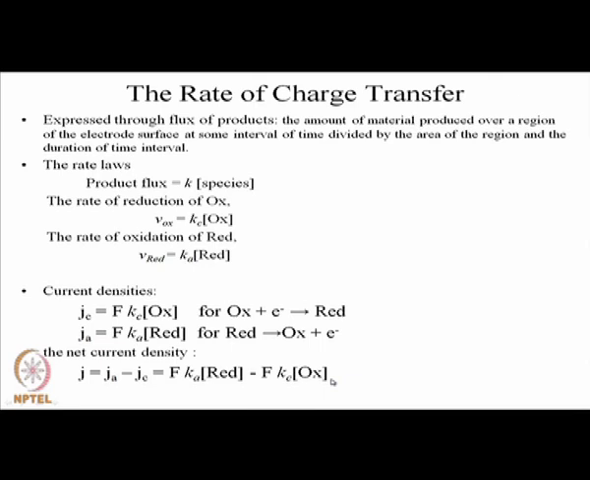So, the rate law says that the product flux is K into species concentration, and for the respective process, whether it is reduction or oxidation, we have to write the respective expression, that is V ox is this, V red is this. Then current densities are expressed in this fashion, because current density will be proportional to this rate times your Faraday. So, the net current density can be obtained in this way.